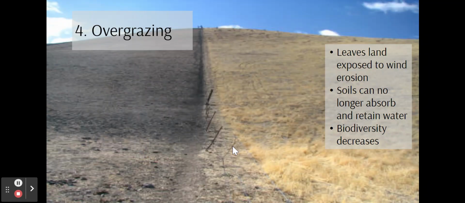And then I could have overgrazing. So what happens if I graze my cattle way too much on this land? Look at what's going to happen. You can see the left is overgrazed and the right is land that has not been overgrazed. So overgrazing leaves my land exposed to wind erosion, and the soil is no longer able to retain the water, and my biodiversity is going to decrease.